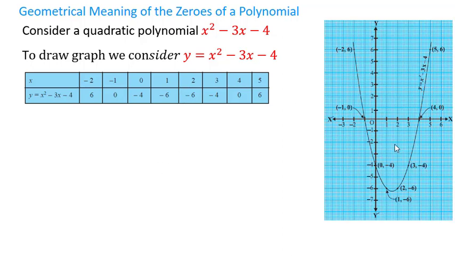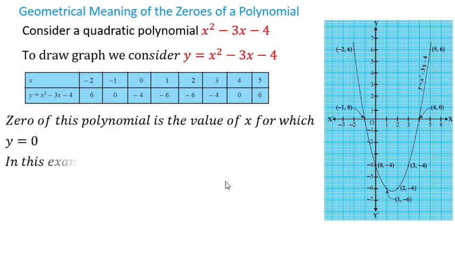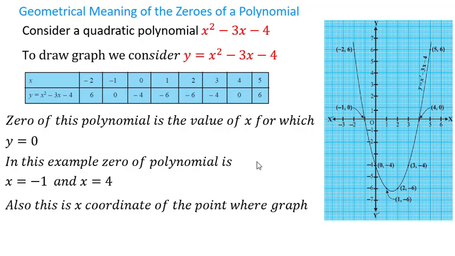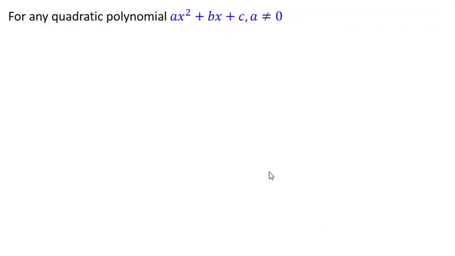Now you can see that the graph cuts the x-axis at the points (-1, 0) and (4, 0). If you find the zeros of this quadratic polynomial, then also you will get the values of x, or the zeros, as -1 and 4. From the graph you can easily see that they are nothing but the points where the graph cuts the x-axis. So they are the x coordinates of the points where the graph cuts the x-axis.